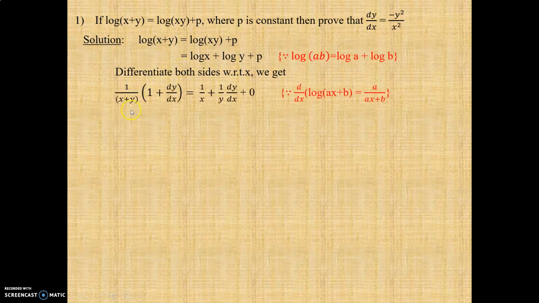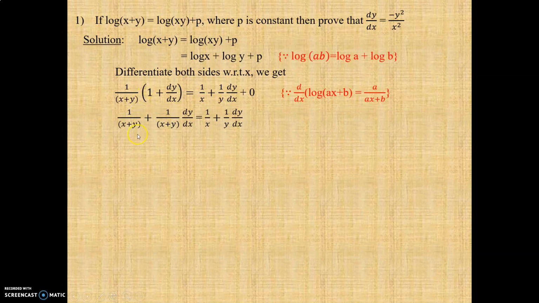1 upon x plus y into 1 plus dy upon dx, because the derivative of log of x plus y is 1 upon x plus y, and since it is not x, you have to take the derivative of x plus y. So derivative of x is 1 and derivative of y is dy upon dx, is equal to derivative of log x is 1 upon x, derivative of log y is 1 upon y dy upon dx. Then next step we are expanding this one.